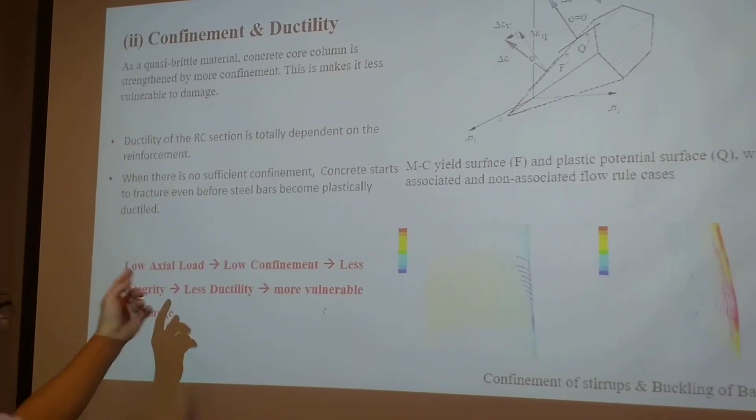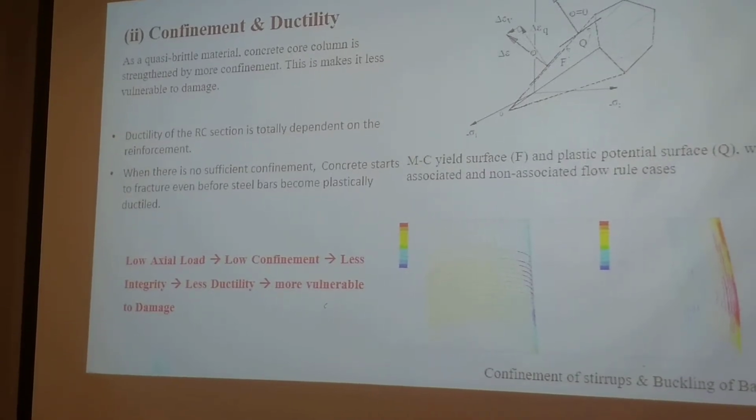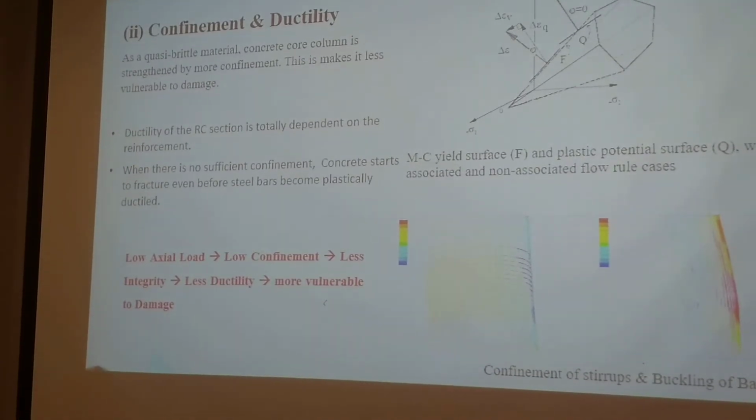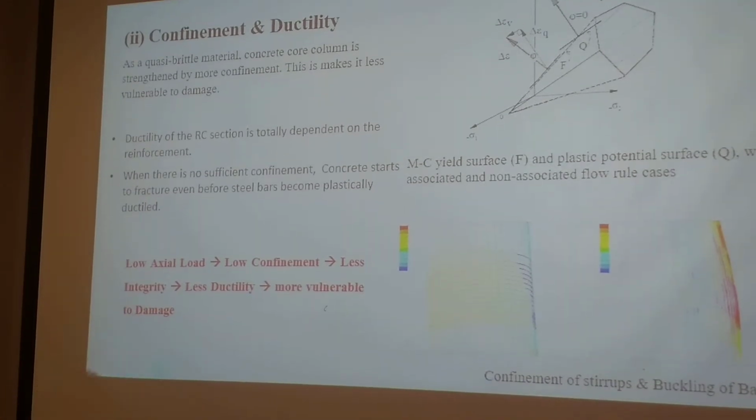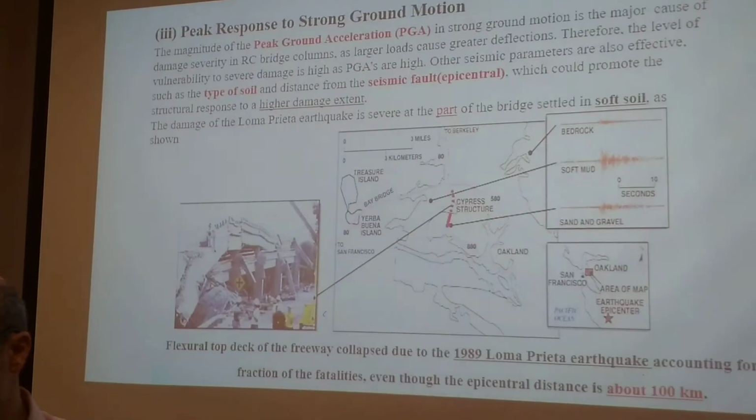So when there is low axial load due to low weight of the viaduct, there will be low confinement, and then there will be less integrity and less ductility, and then it is more vulnerable to damage.